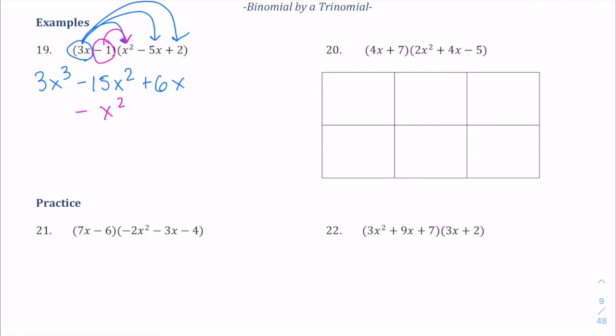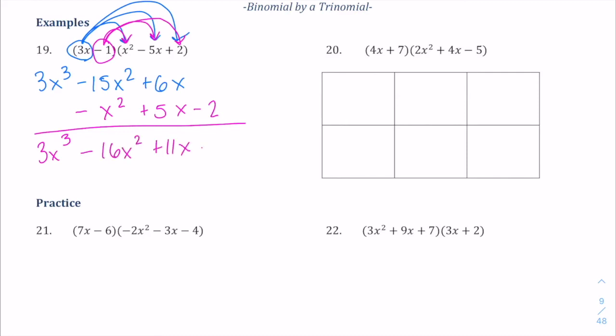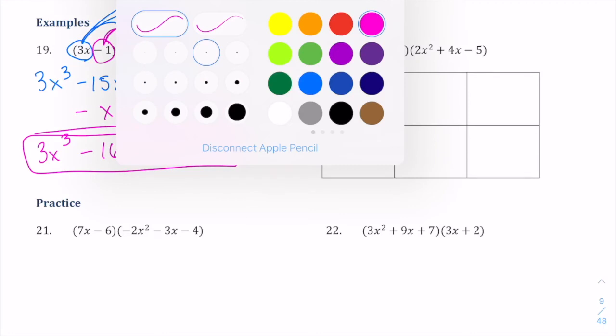All right, now negative 1 times negative 5x. That's going to give me positive 5x. Oh, and I can write that directly under the 6x. And then finally, negative 1 times 2. That is negative 2. Nothing like that, but I'm going to put it off there at the end. And now I'm ready to go ahead and combine. So I get 3x to the third minus 16x squared plus 11x minus 2. So that's using kind of a distributive property method for evaluating that.